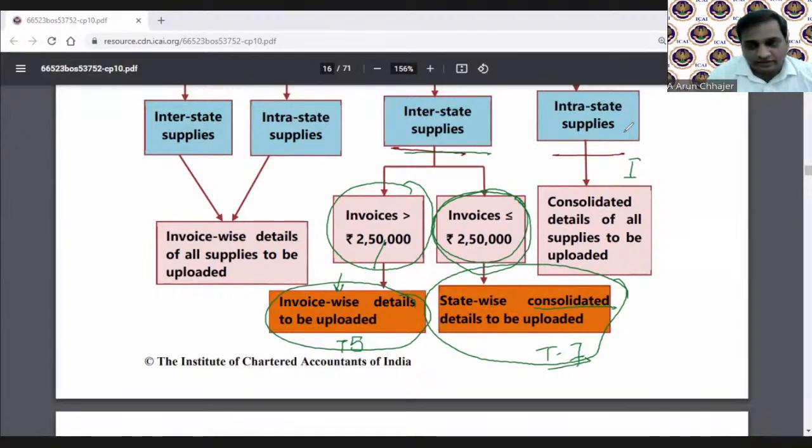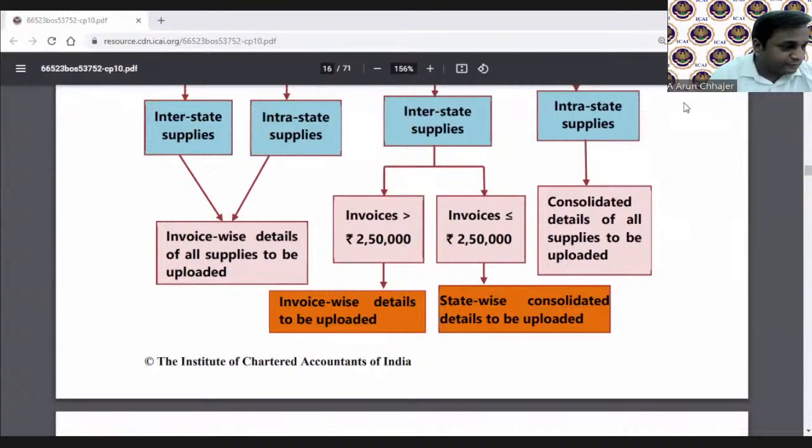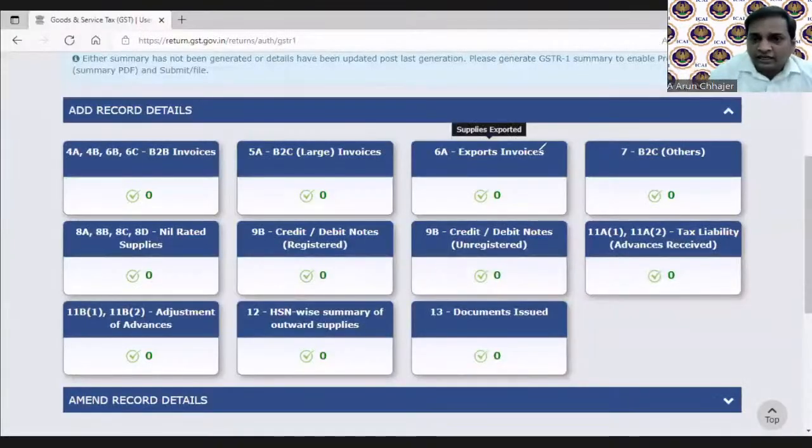Let me talk about the revision concept. I am yet to explain, just wait for some time. Venkatesan, just wait for some time. I will explain the amendment part and also why I have used the words "for the previous tax period", the debit and credit note. Now this is talking about export invoices.